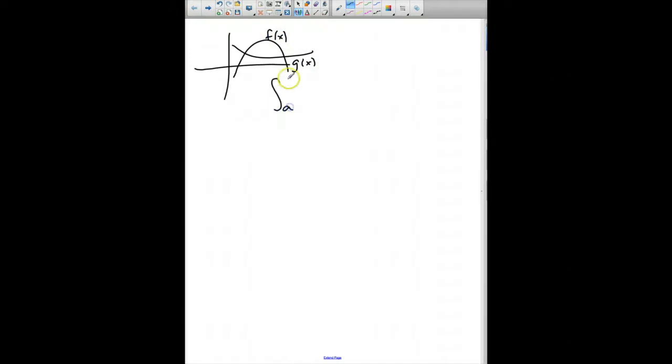So what we've done before this section, which is part 3 of 7.2, is we found area between two curves when we did the top function minus the bottom function. So that would be the integral from a to b of the top function minus the bottom function. That's how you find the area.